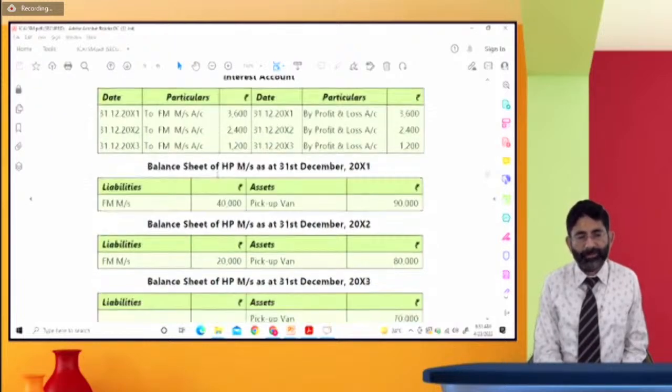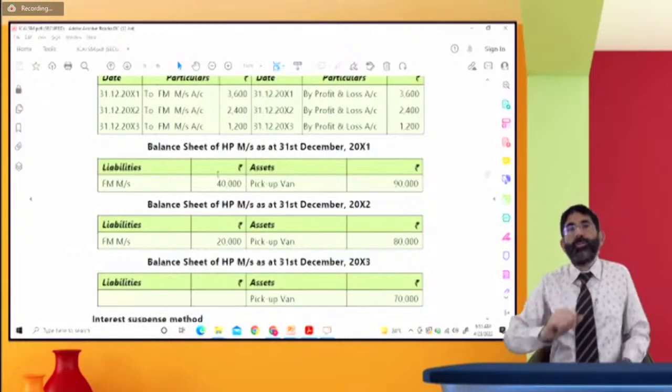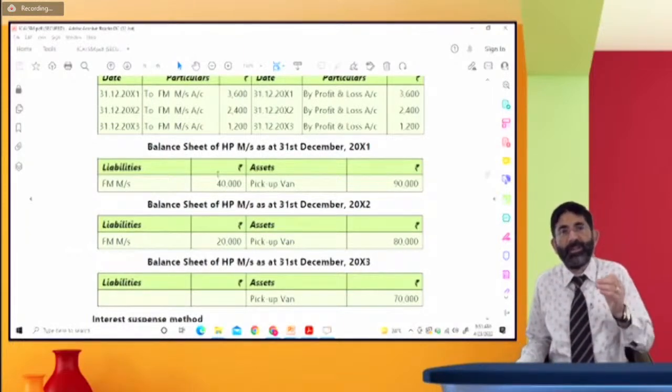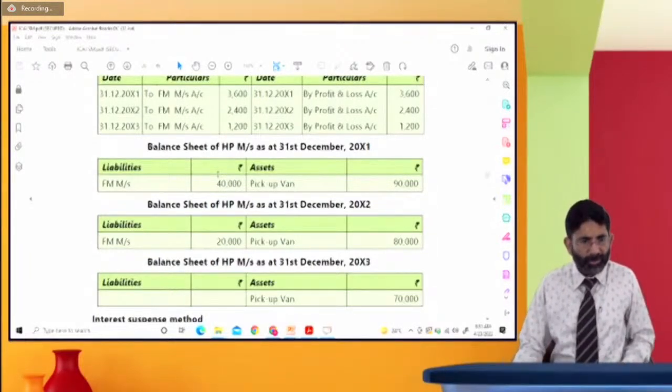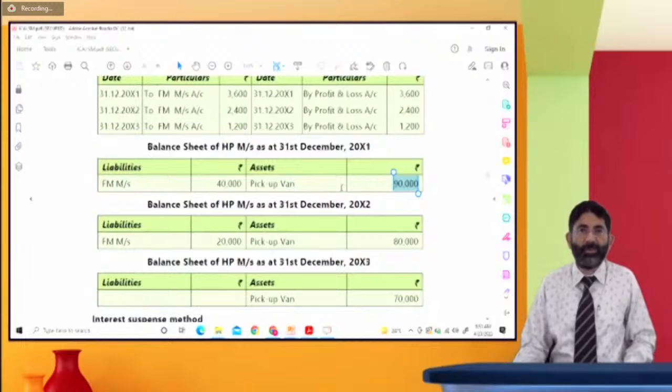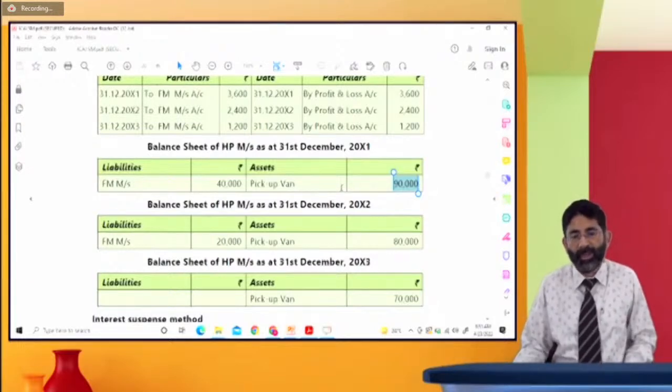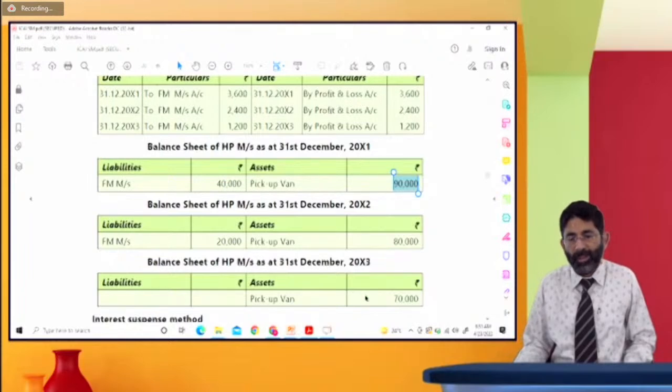Return of every year. In balance sheet, how to present it? In balance sheet, you have to present two things which I have disclosed to you. One is the asset which is available with you. We have the asset worth rupees 1 lakh. Like here it is 90,000. How is it calculated? 1 lakh minus 10,000. 1 lakh is the cash price of asset minus depreciation of 10,000. It is 90,000 at the end of first year, 80,000 at the end of second year, and 70,000 at the end of third year.